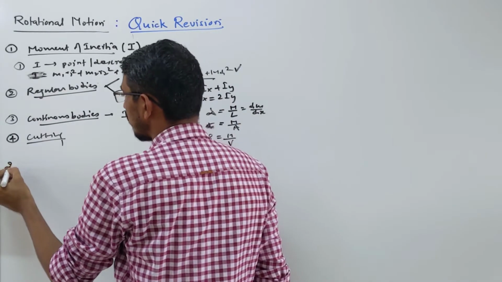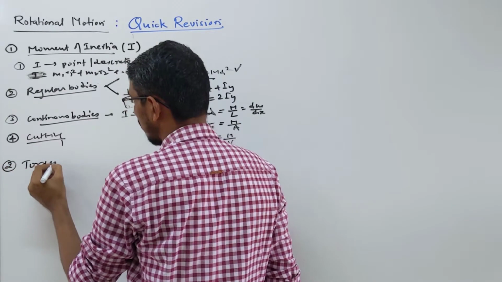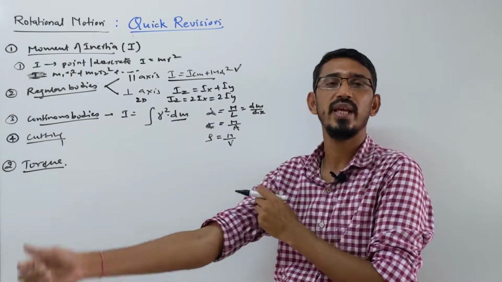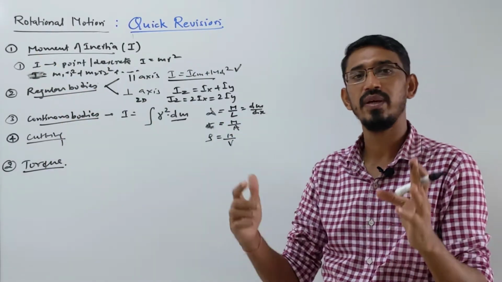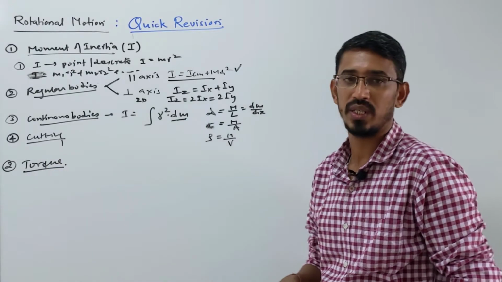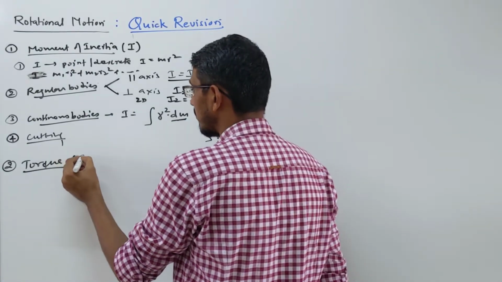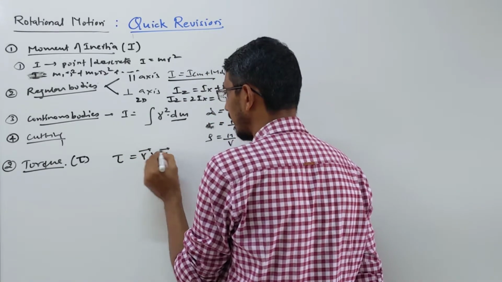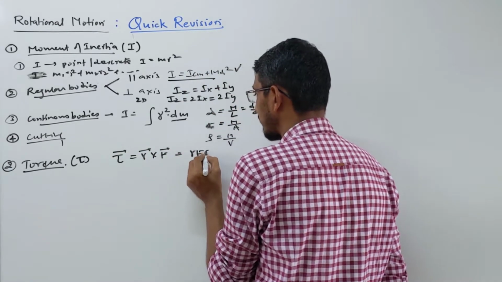The second topic we have learned here is torque, right? Yes, the torque topic we have learned. Torque is equivalent to force in the linear chapter: whatever role is played by force, the same role is played by torque in this chapter. Here we first learned the basic formula of torque. Torque was, in vector form, r cross F, right? Or you write r F sine theta.